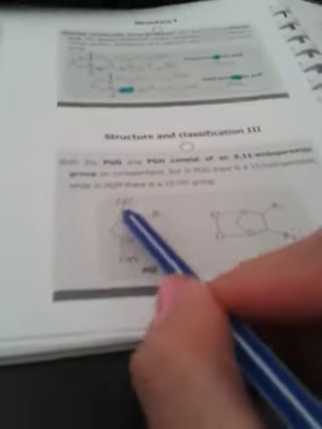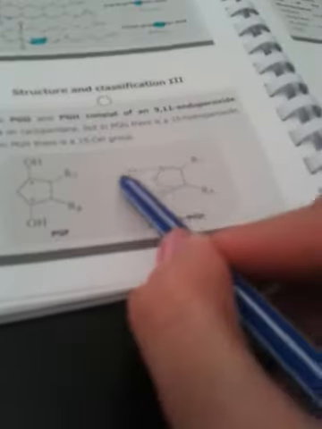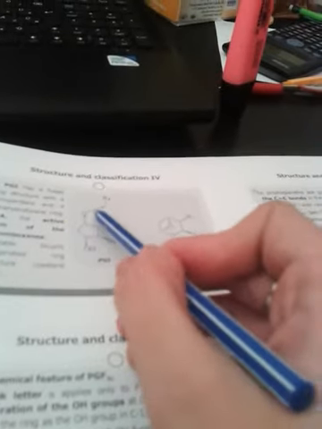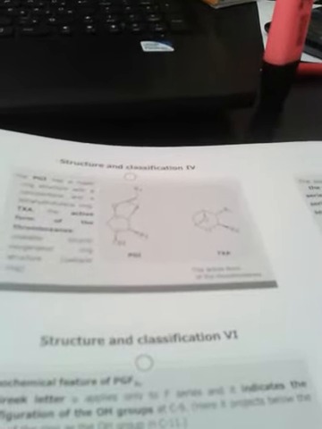Prostaglandin F has OH at 9 and 11. Prostaglandins G and H are cyclic. Prostaglandin I has a fused ring. See, it has a fused ring. Thromboxane A, thromboxane A2. Do you know thromboxane A2?